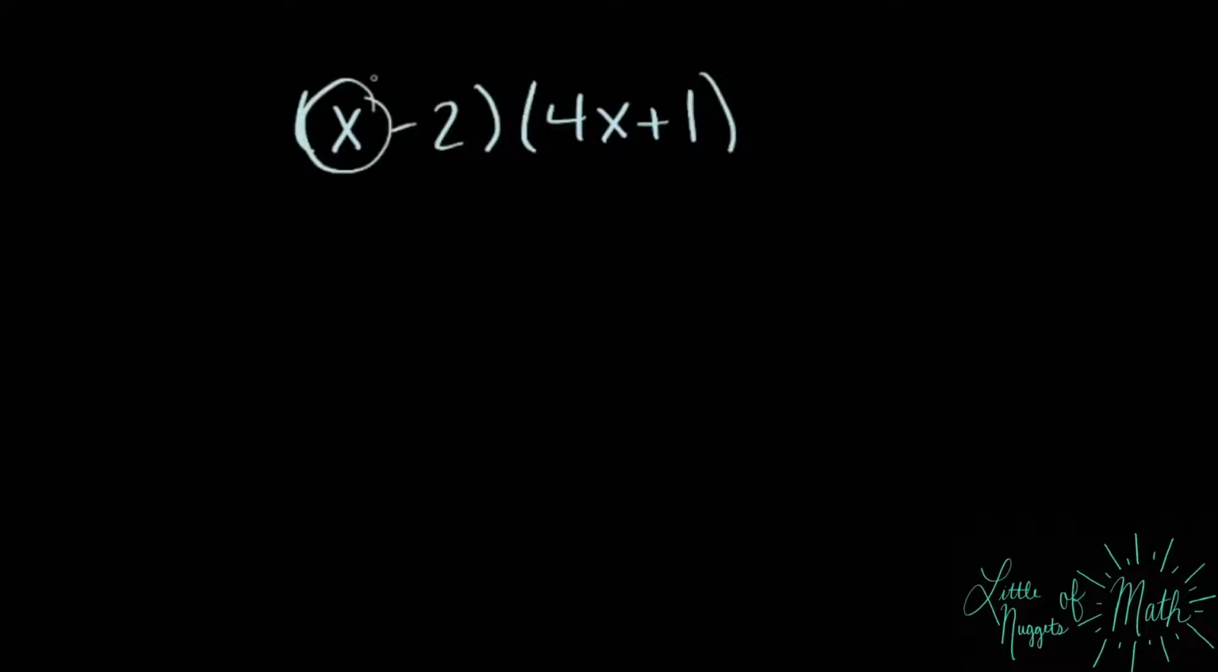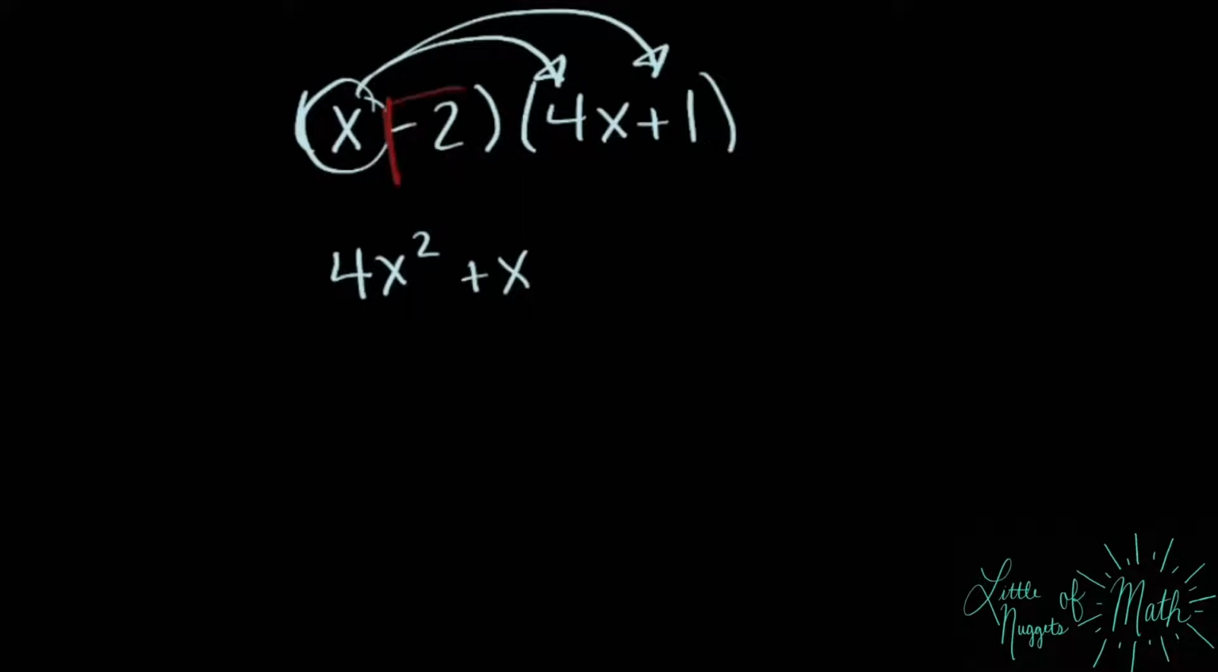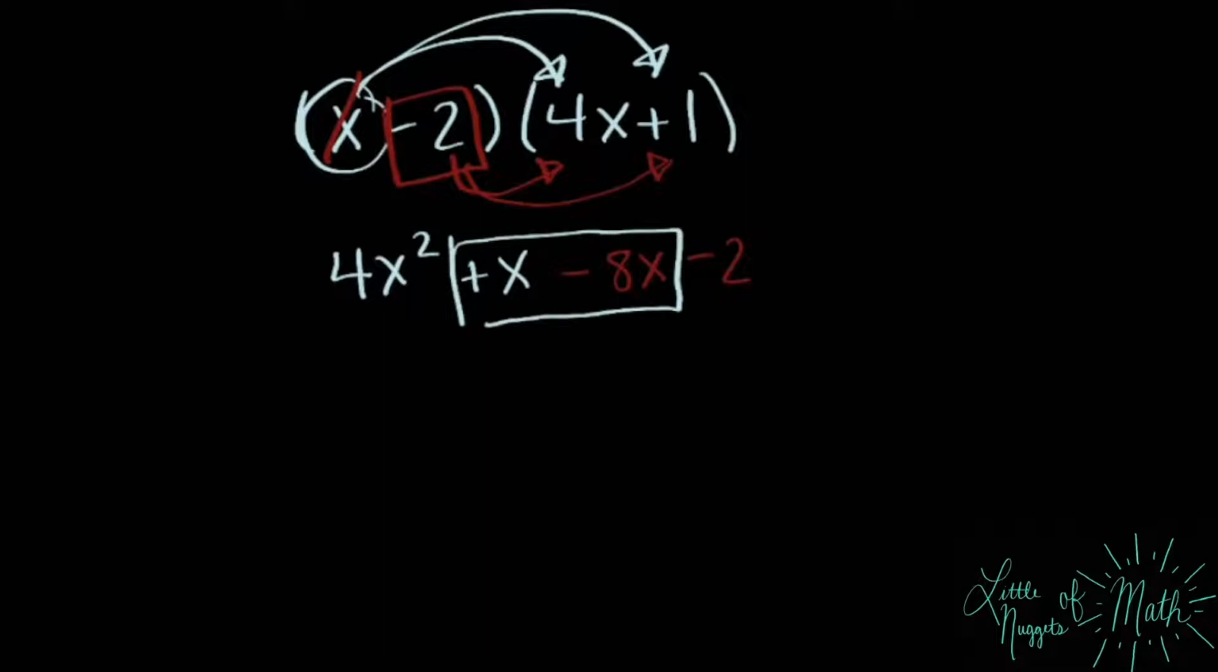So we'll start with the x. x times 4x is 4x squared. x times 1 is x. Then we have the negative 2 left. Negative 2 times 4x is negative 8x, and negative 2 times 1 is negative 2. Once again, we're going to combine like terms, and we see that the like terms are positive x and negative 8x. So our final answer will be 4x squared minus 7x minus 2.